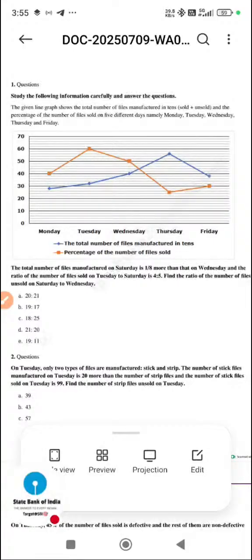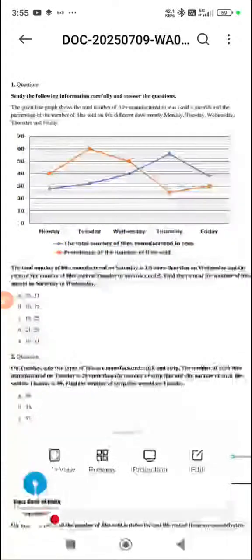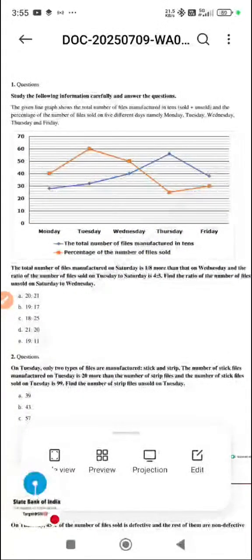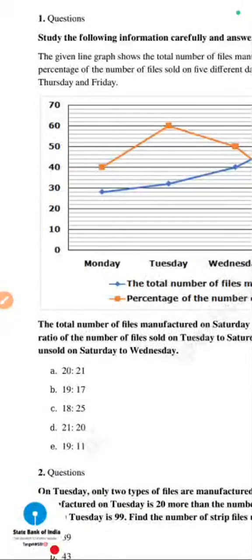Blue line says the total number of files manufactured, and orange line says the percentage of number of files sold. So from these two we can find the unsold. Let's see what is the total for Monday. Monday blue line is 28, and it says in tens, so 280.